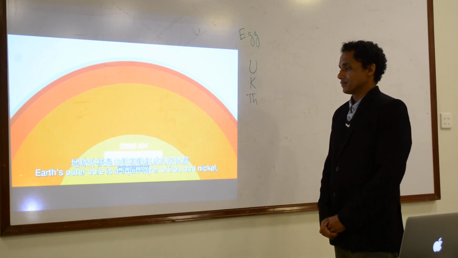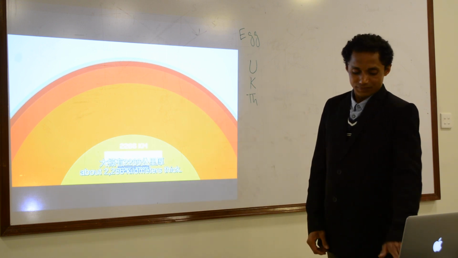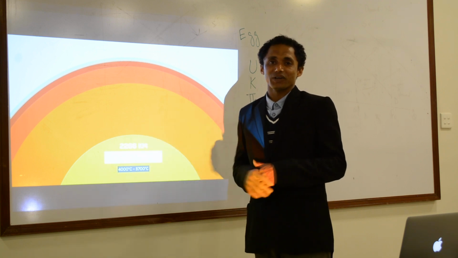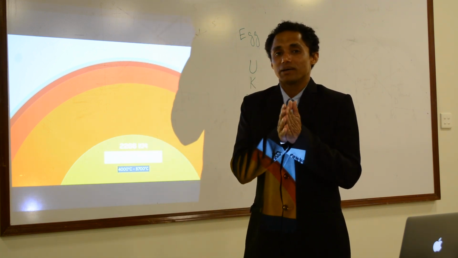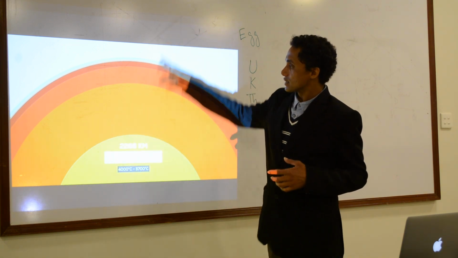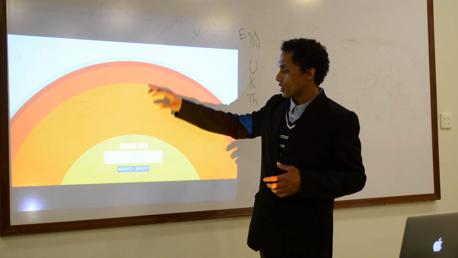Earth's outer core is a liquid layer of iron and nickel, about 2,266 kilometers thick. So we already understand the core, and how the core formed, right? What is the basic material of the core, right? You see here, there are different compositions of the Earth and the different parts of the Earth.